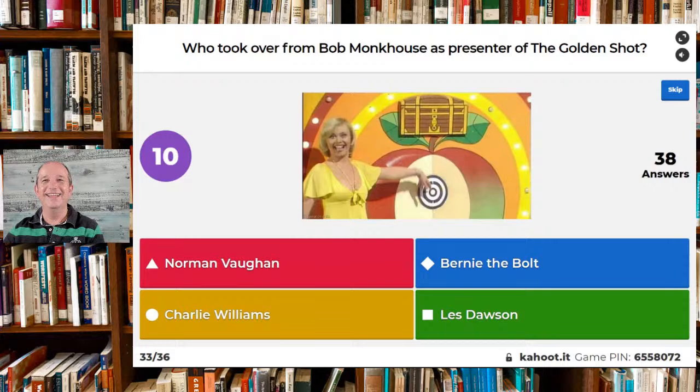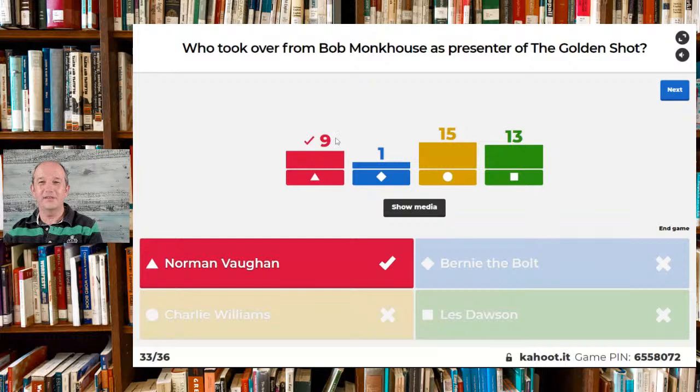Norman Vaughan, Bernie the Bolt, Charlie Williams and Les Dawson, who took over from Bob Monkhouse? Let's see. I wonder how many are going to get this right. It was Norman Vaughan. He took over directly from Bob Monkhouse.